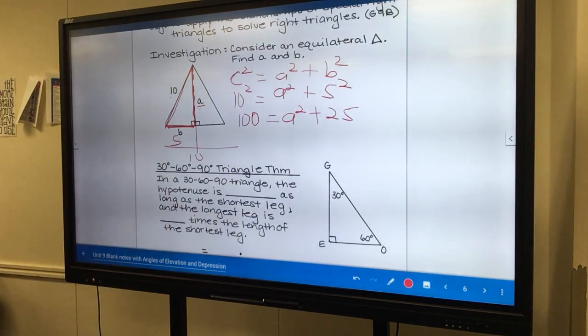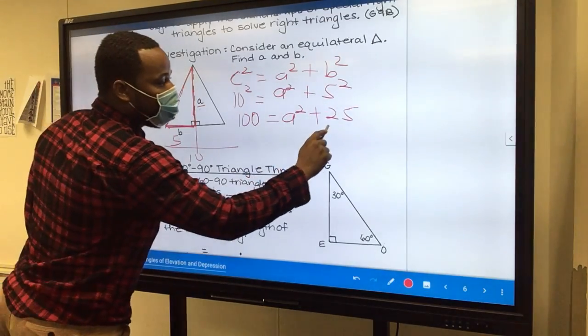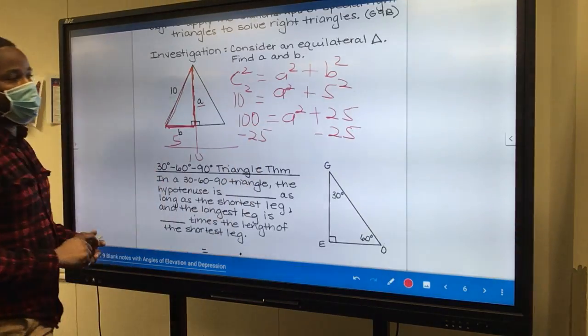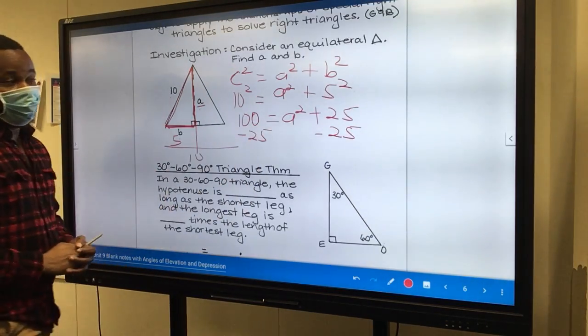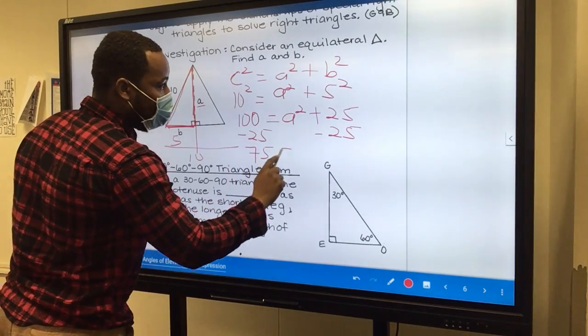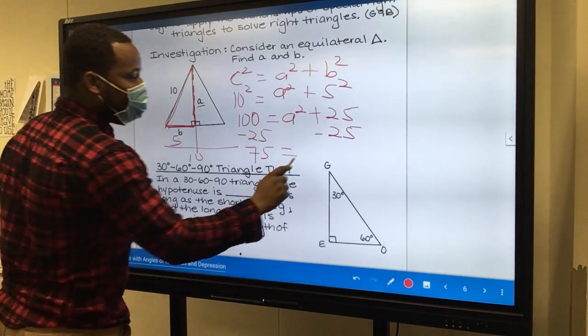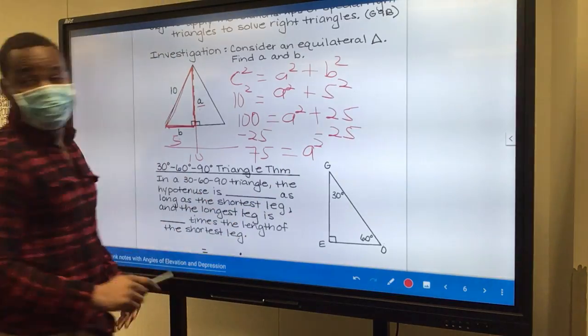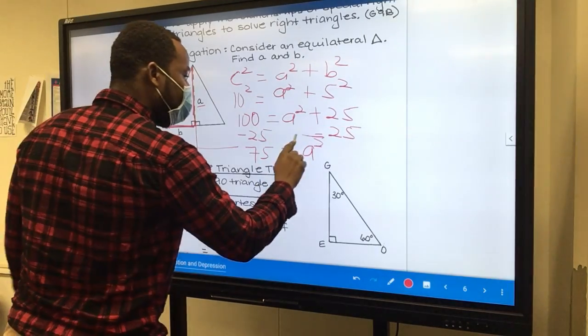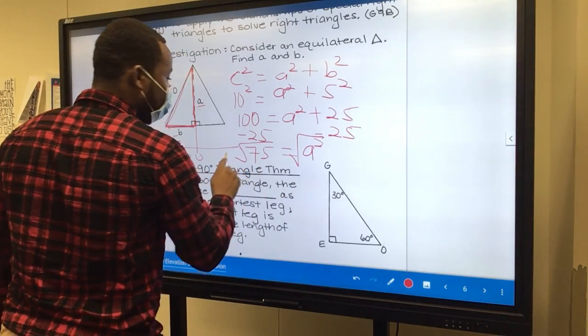Right? Okay, so from here, subtract 25 from this side, minus 25. Okay, this is algebra that we did already. So this will be 75 is now equal to what? A squared. Okay, then what do we do from here? What's the next step? Who remembers? Yesterday we did something. We find the square root. Okay, so find the square root of A, find the square root of 75.